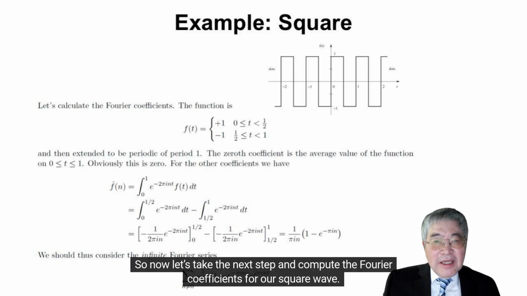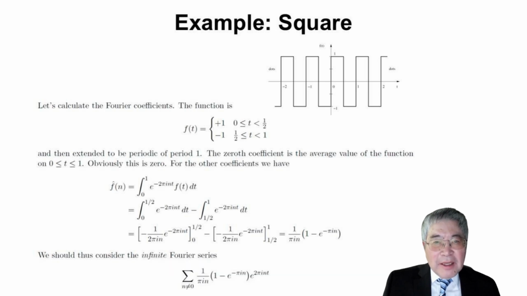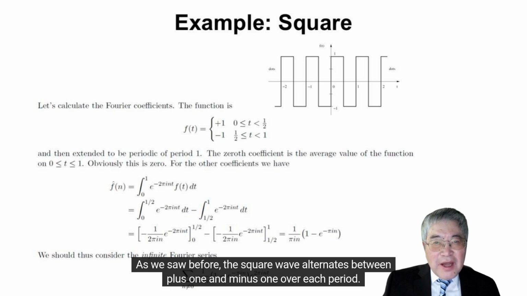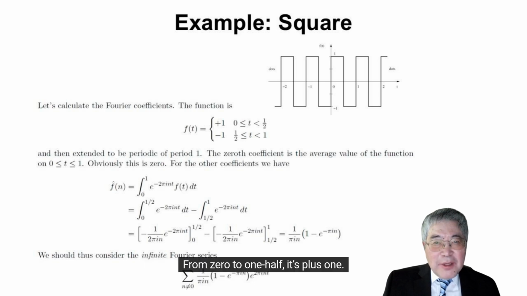So now let's take the next step and compute the Fourier coefficients for our square wave. As we saw before, the square wave alternates between plus 1 and minus 1 over each period. From 0 to 1/2, it's plus 1. From 1/2 to 1, it drops to minus 1. And this pattern repeats every unit interval.